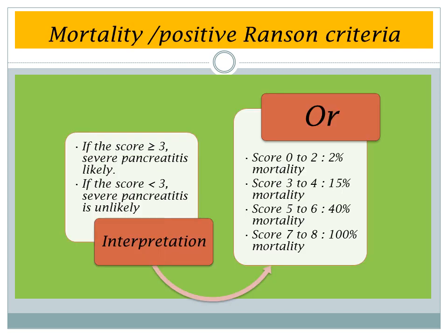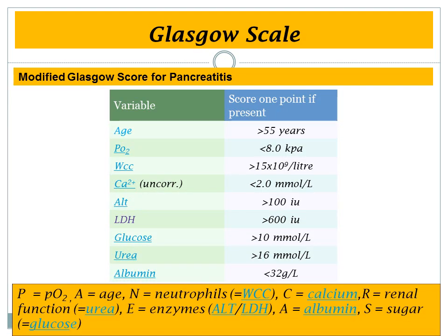How do we interpret? If the score is 3, severe pancreatitis is likely. If the score is less than 3, severe pancreatitis is unlikely. Or we can say that if the score is 0 to 2, 2% mortality. If the score is 3 to 4, 15% mortality, while the score of 5 and 6 leads to 40% mortality, and the score of 7 to 8 is with 100% mortality.